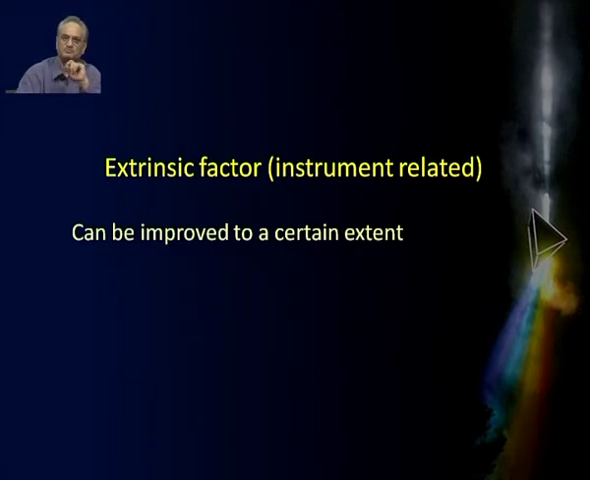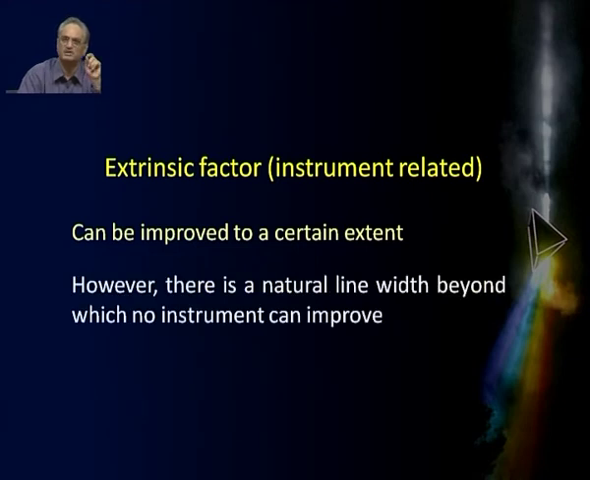But this whole thing can be improved to some extent by making that slit as narrow as possible, but we can't make it 0. Since we cannot make it an infinitely small slit, even if we come to the narrowest possible slit, we will find that the spectrum still has a width, and that width no instrument can take care of, because that width is intrinsic to the system and no instrument can remove it. So, that will be there, and that is one thing which is more pertinent here.